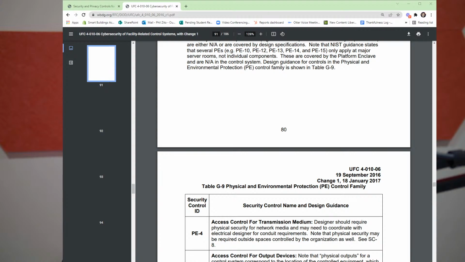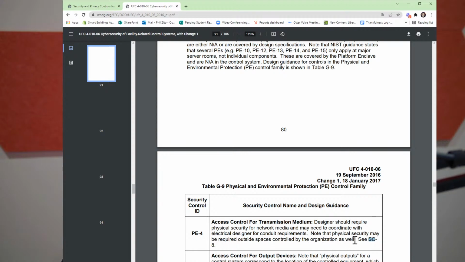For example, as we look at access control, we see that we have access control for transmission medium, which is PE3 or PE4. It's on my screen now. And what we're saying is that we need to coordinate with the electrical designer for conduit requirements so that people can't physically access the transmission medium, meaning the RS-485 trunk. Now, here's the deal. That is a physical control. That is not something that you are necessarily going to set in the building automation system. There's no setting to make RS-485 secure. There's just not. So what do we do? Well, we can see SC8, which will give us a little bit more clarity on this.